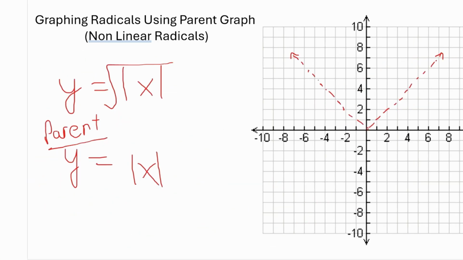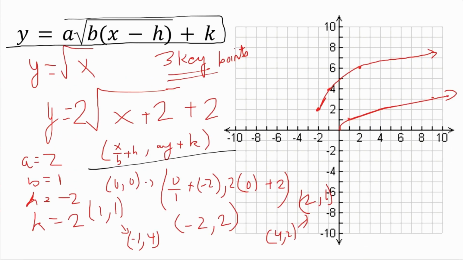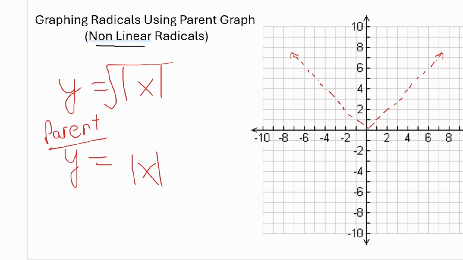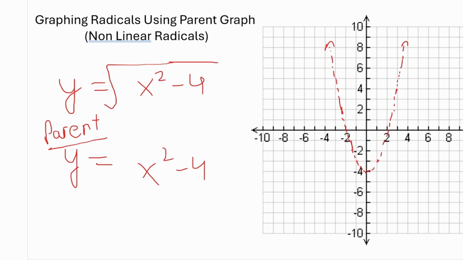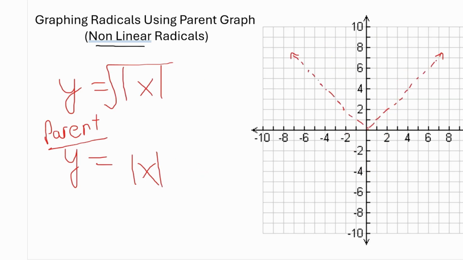Okay, moving on. When you're graphing radicals and it's not linear, not like this one, because here the x power is 0, there's no absolute value or anything. Whenever you see an absolute value or an x squared, then what you do is a bit different. But all you do is graph your parent function and use the graph itself to graph the next one.